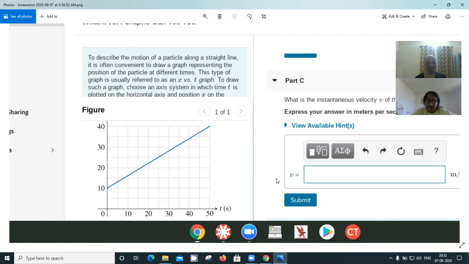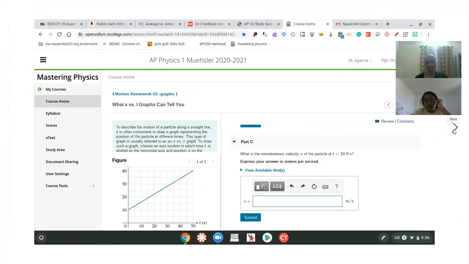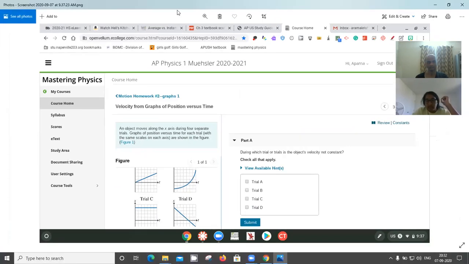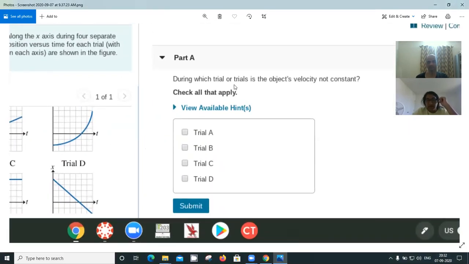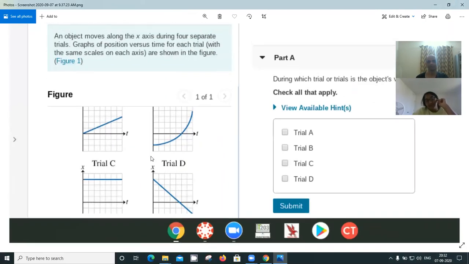Which of the graphs shows the correct v versus t plot for the motion described in the previous part? That's not the correct question. During which trial or trials is the object's velocity not constant? That's not the correct question. But the figures are correct.